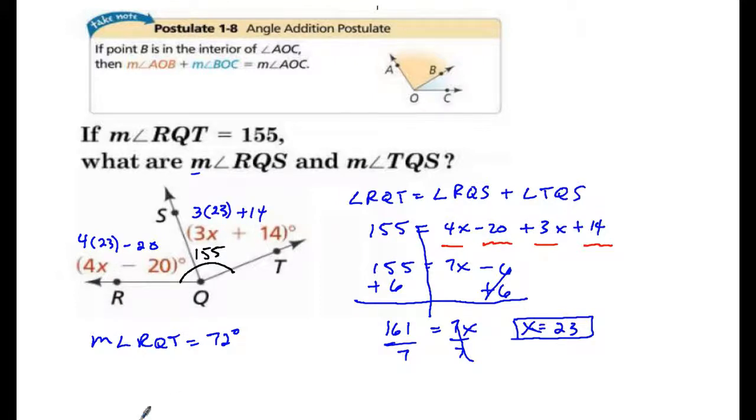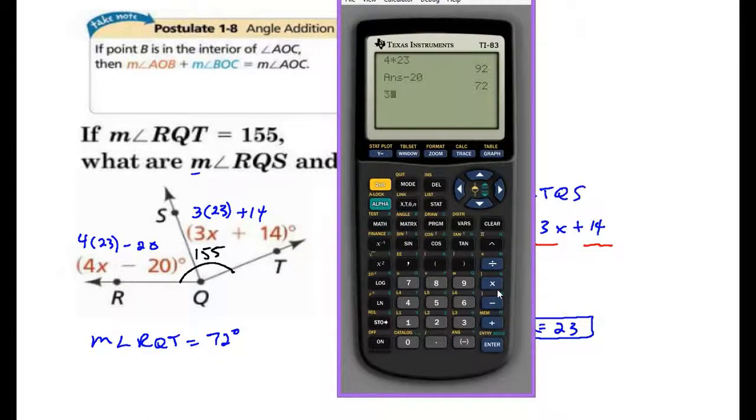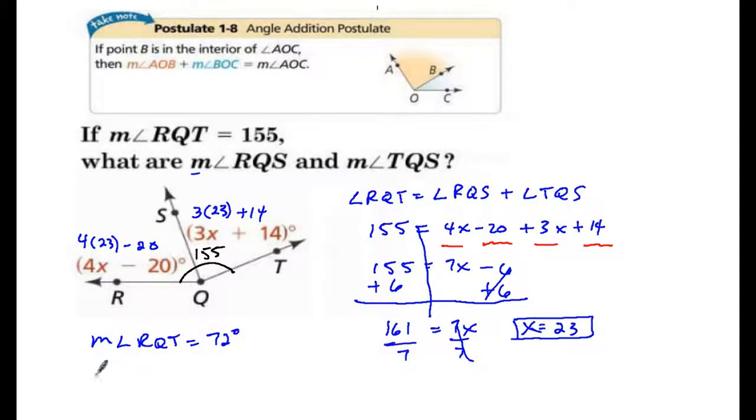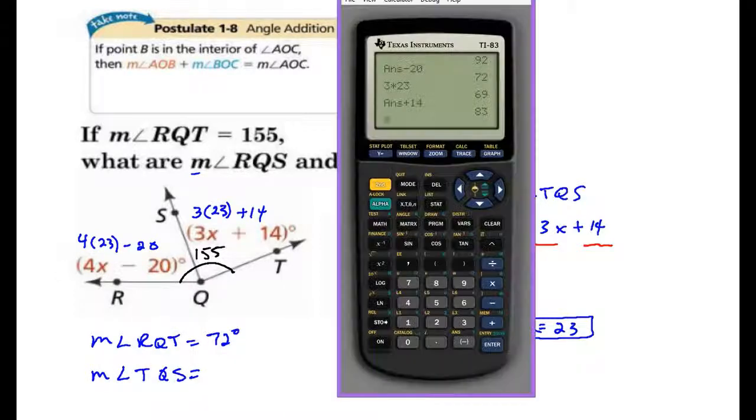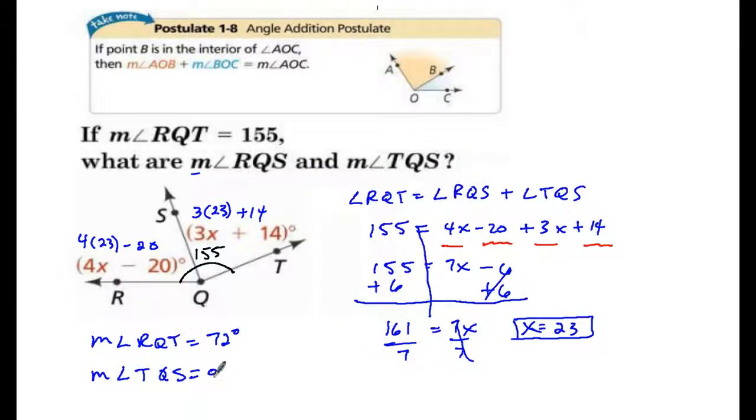And the measurement of SQT or TQS is going to be 3 times 23 plus 14. So let's get a calculator out one more time. So 3 times 23 plus 14 is 83. So the measurement of TQS is, what was that again? 83. Alright, so there's our answer. So there's what they wanted.